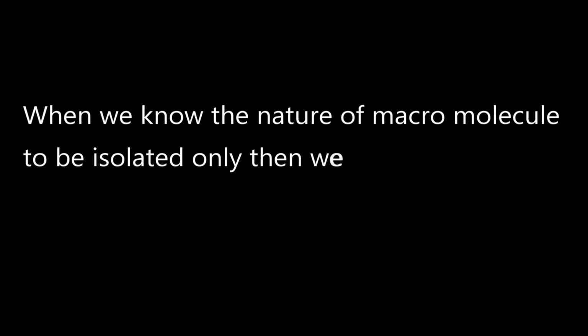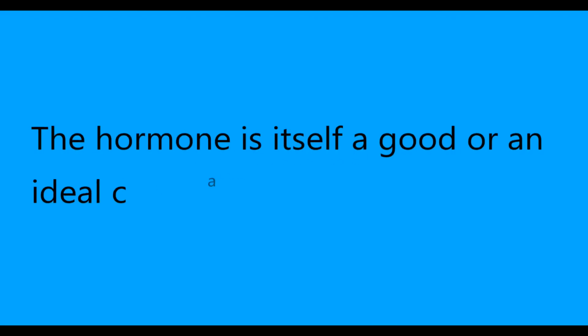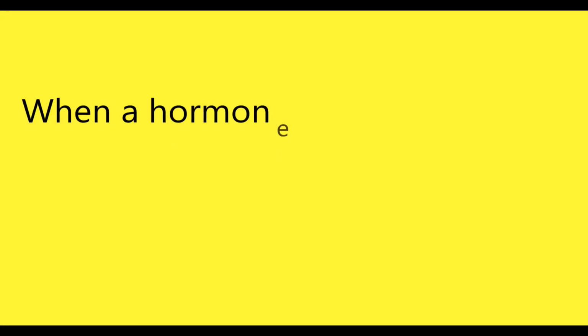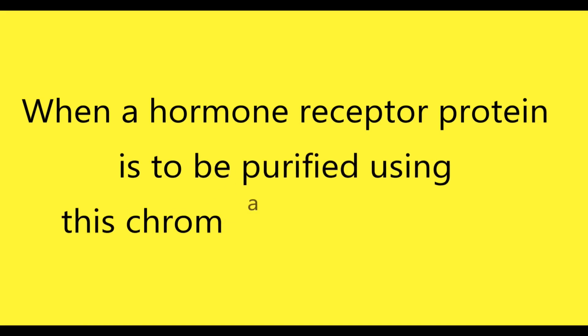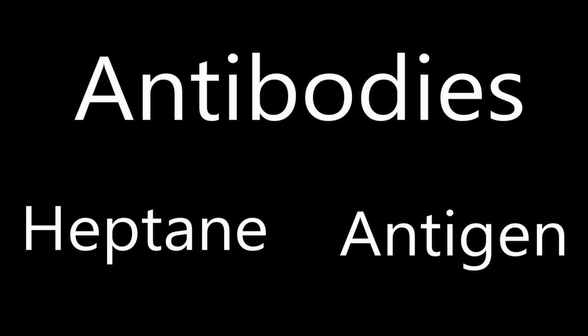When we know the nature of the macromolecule to be isolated, only then can we select the ligand of our choice or requirement. The hormone itself is an ideal candidate for the ligand when our hormone receptor protein is to be purified by using this chromatography method. For the isolation of antibodies, a hapten or antigen may be used as a ligand. Now let me show you the limitations.